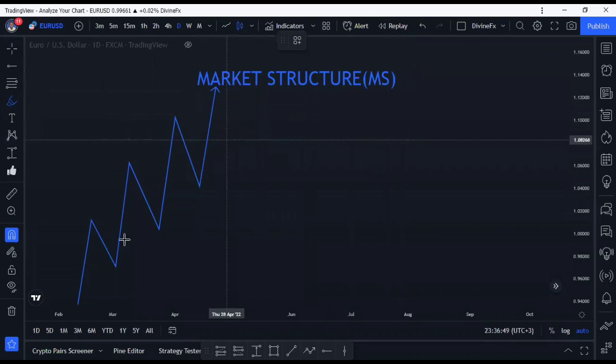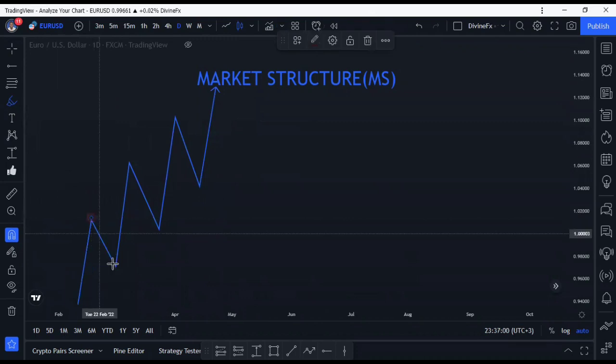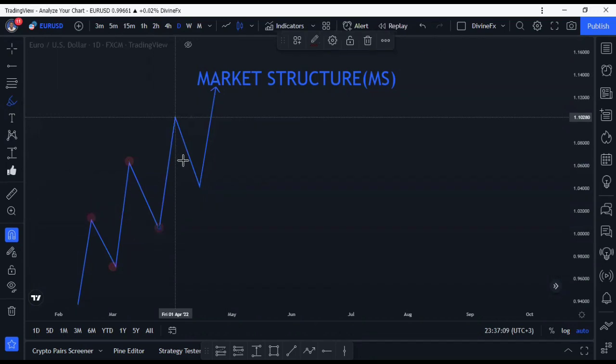In market structure, we have a bullish market and a bearish market. This one is an example of a bullish market, or an uptrend: a series of higher highs and higher lows. This is a higher high, this is a higher low, higher high, higher low, higher high, higher low. So this one is a bullish market.